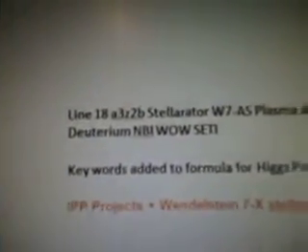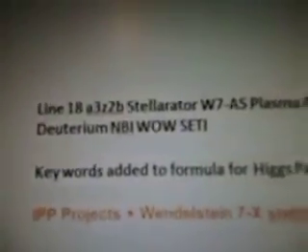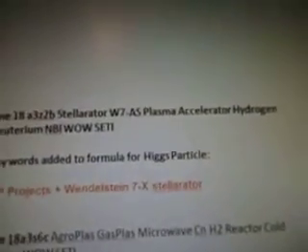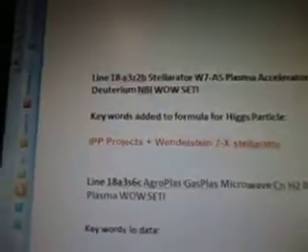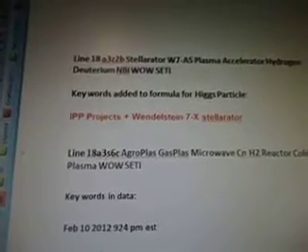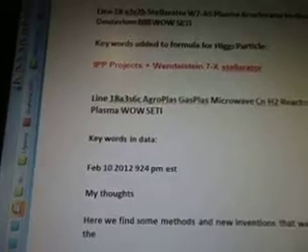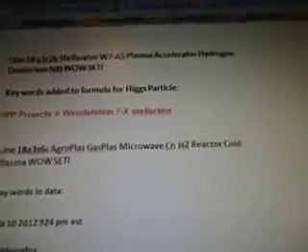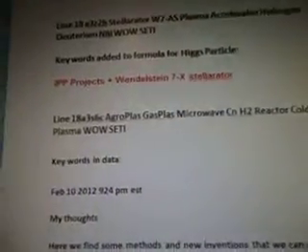So line 18a3z2b, Stellarator W7AS plasma Accelerator, hydrogen, deuterium, NBI WOW SETI is the name of the video. The keywords added to the formula for the Higgs Particle were IPP Projects plus Wendelstein 7x Stellarator. The next video that came out was line 18a3s6c, AgroPlas, GasPlas, microwave CnH2 reactor, cold plasma WOW SETI.